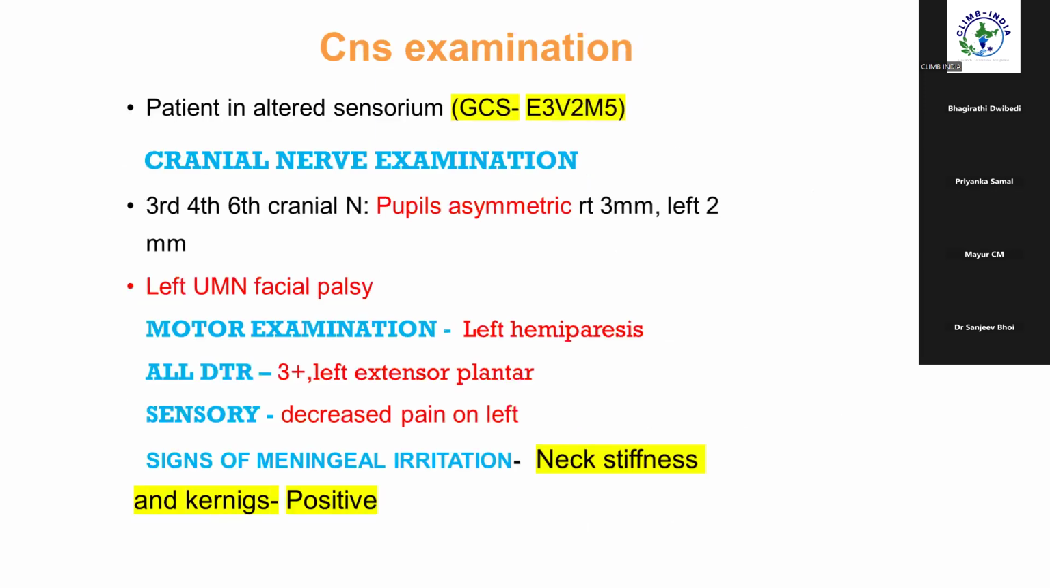Coming to the CNS examination, as I told, the patient was altered. Cranial nerve examination revealed both pupils were asymmetric, and he had left upper motor neuron facial palsy and left complete hemiparesis. Power was about 1 by 5. All the DTRs were brisk, the left plantar was extensor, and sensory pain was reduced on the left side. He also had signs of meningeal irritation in the form of neck stiffness, and Kernig's was positive.